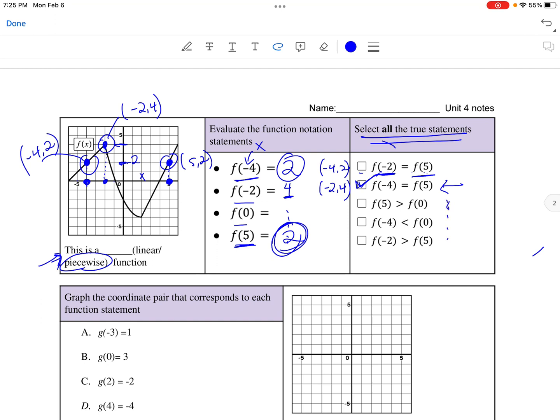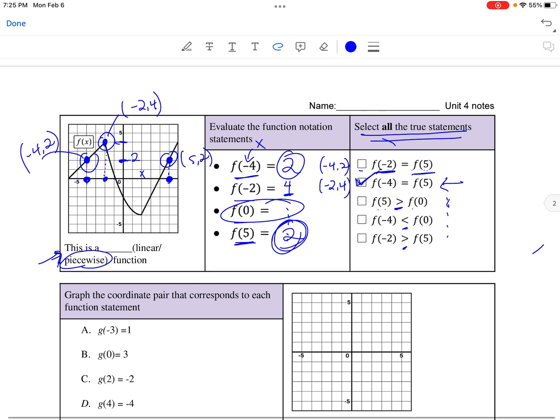You evaluate the rest of these. And this has the greater than or equal to signs, so we know what those mean. Is f of -5 greater than f of 0? Well, we have to find out what f of 0 is to determine that.